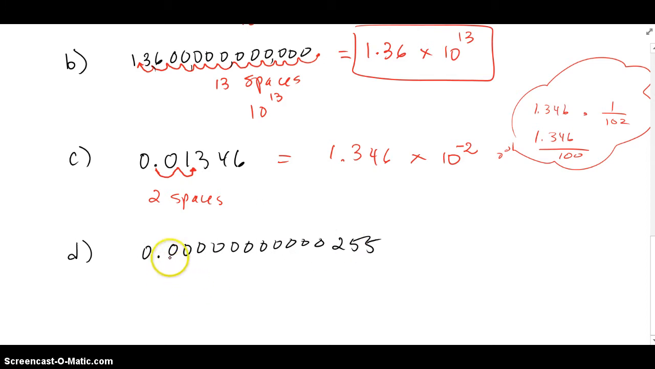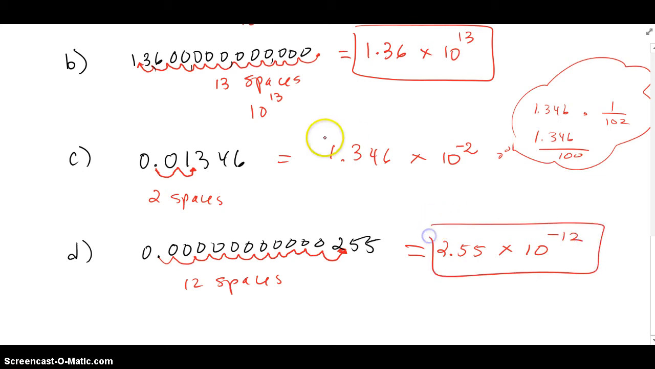I start moving it and keep track of stuff. 1, 2, 3, 4, 5, 6, 7, 8, 9, 10, 11, 12 spaces is how much I moved, and I ended up with a number between 1 and 10, so that's 2.55 times 10 to the, I moved 12 spaces, but remember it was a very small number, so I must not be multiplying by positive powers of 10, but negative powers of 10, which is actually really dividing by big numbers. 12 spaces, -12 is the number in scientific notation.